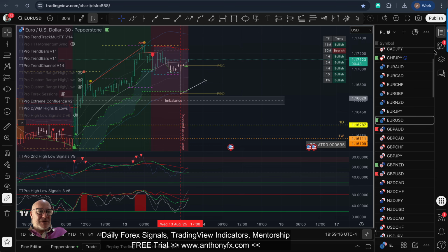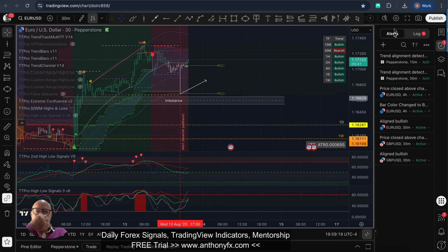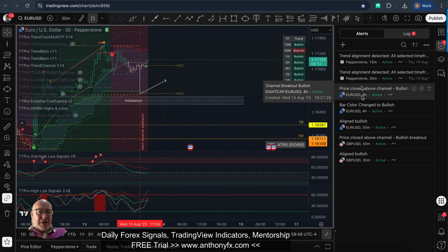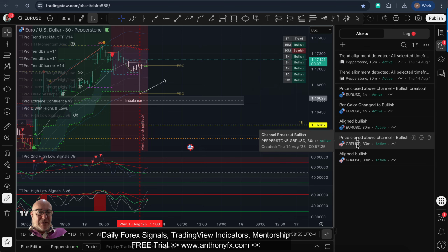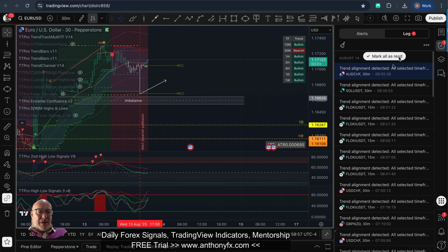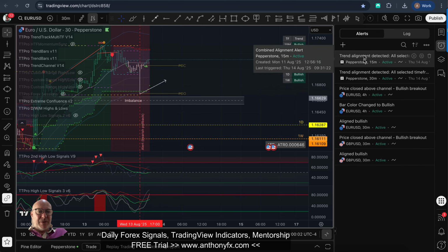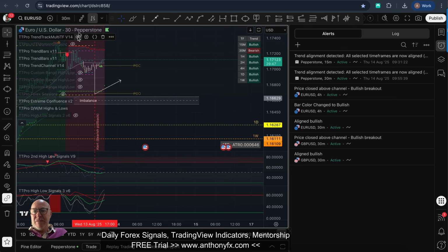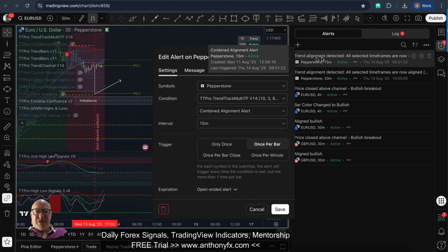So what I'm going to do also is remove yesterday's temporary signals. Okay, I've got permanent and temporary. Yeah, aligned bullish. I think they're the ones that I really want more than anything. Bar color change, price closed above channel. That's fine. So we've got euro dollar and the pound dollar signals. Yeah, and then we can just wait for those. And these two are permanent, 15 and 30, 15 minutes and 30. And these are coming off the trend track multi. Right, that's a permanent alert.